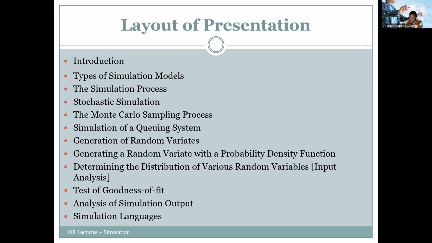Then we shall look at using Excel to generate some of the random variables, whether based on a uniform distribution, a normal distribution, or Poisson. Finally, we'll look at the determination of the distribution of various random variables. And if we have some time, we'll look at the test of goodness of fit, analysis of simulation output, and simulation languages which are used to model some of our simulation models.